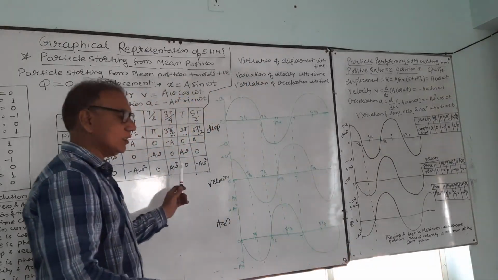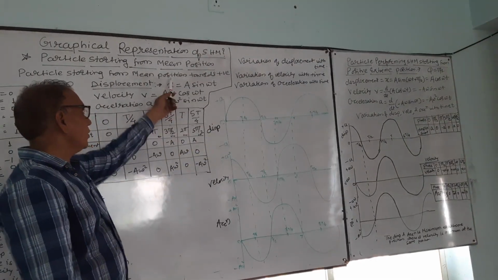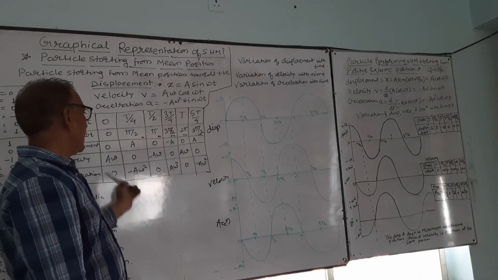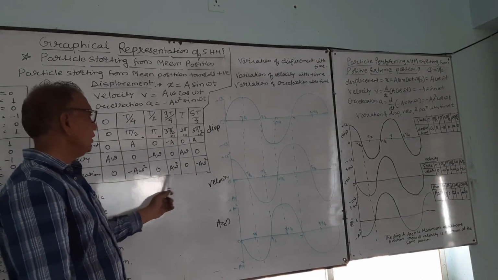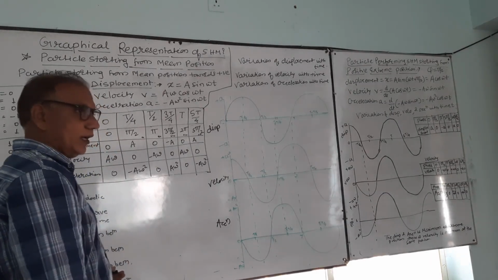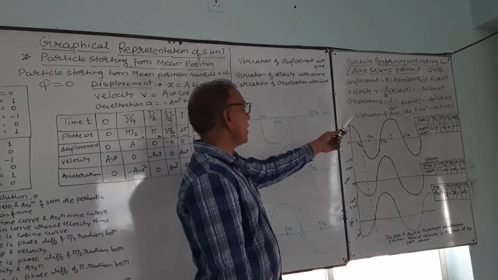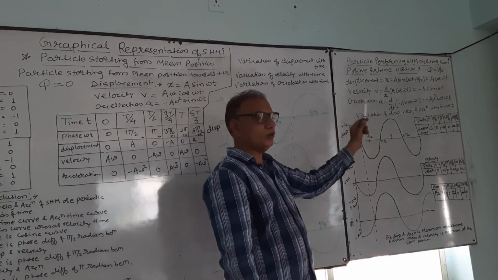In examination, this type of question can be asked. First of all, you have to write the three equations, write these values, find the values, draw three different graphs and write the conclusion. Very simple. And again, consider the particle performing SHM starting from the positive extreme position.